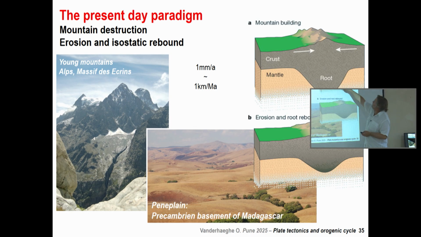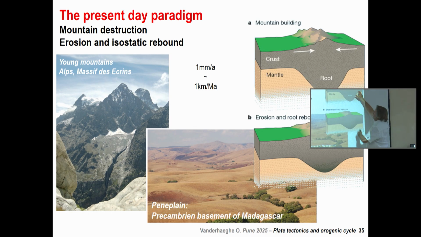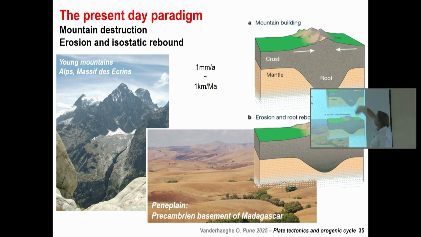And here the idea is that mountain building is resulting from shortening and the thickening of the crust, which with isostatic rebound makes a mountain that is followed by erosion, and the root is getting closer to the surface as material is removed from the top.